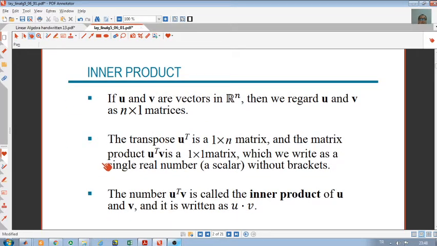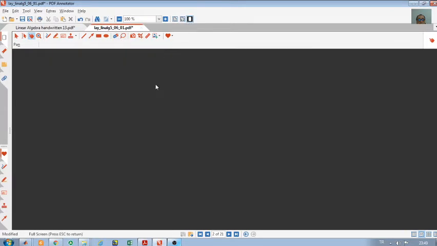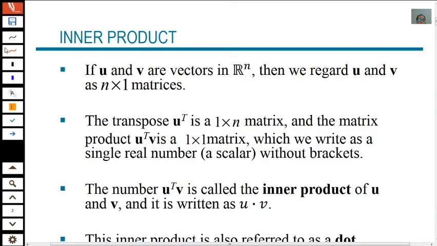First we will see the definition of inner product. Actually you know the definition of this product for vectors in R³ from calculus 2. If u and v are vectors in Rn, then we regard u and v as n by 1 matrices. You know, in the first chapter, second chapter, third chapter, and so on, in Rn, vectors are denoted in matrix notation like this.